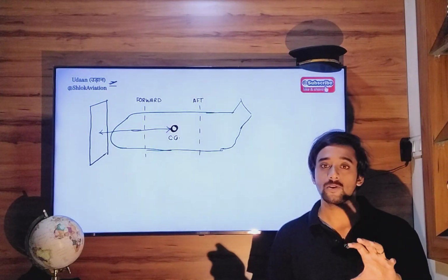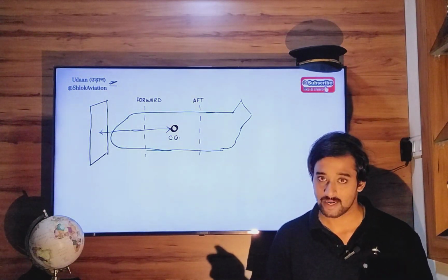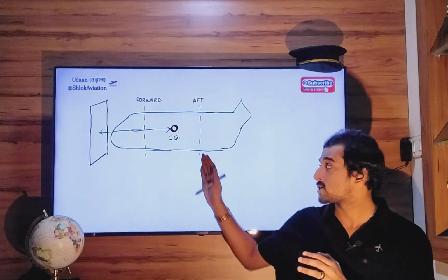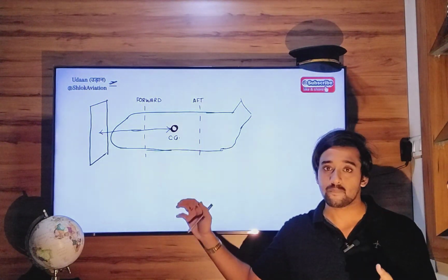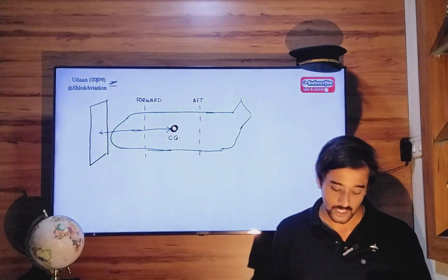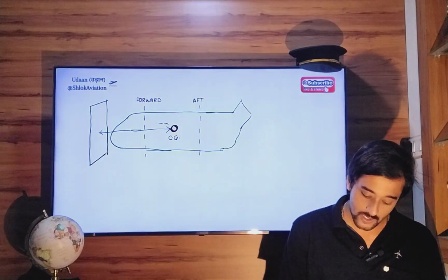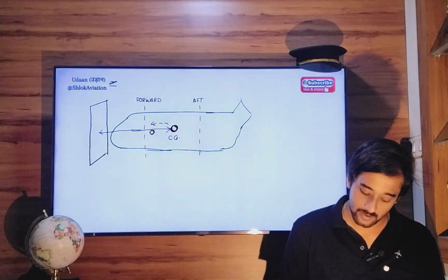So this will influence the position of your center of gravity. If at the beginning of flight the center of gravity is here, it may happen as the flight progresses, the center of gravity position moves a little bit forward somewhere here.